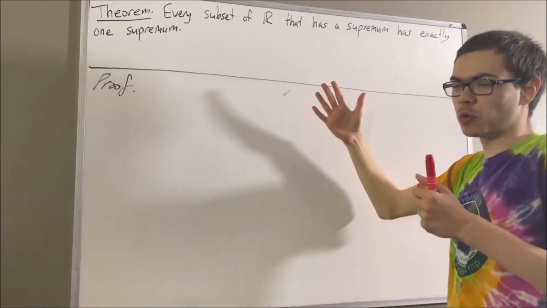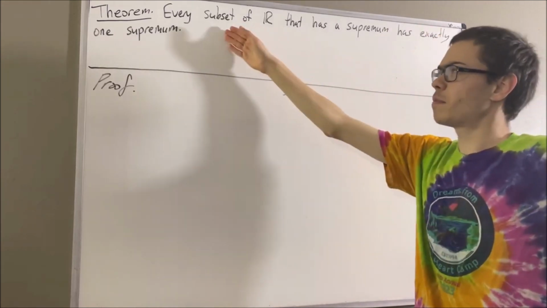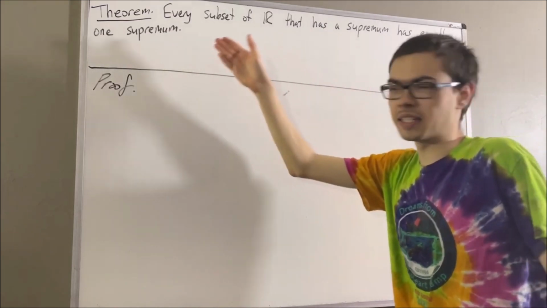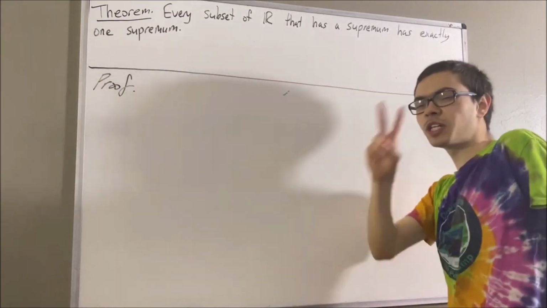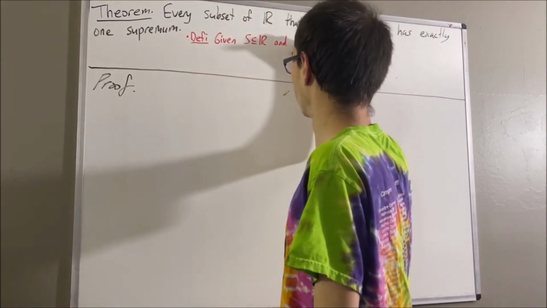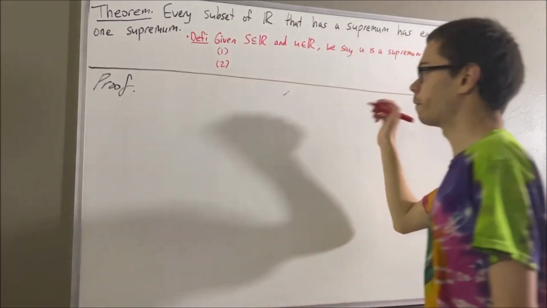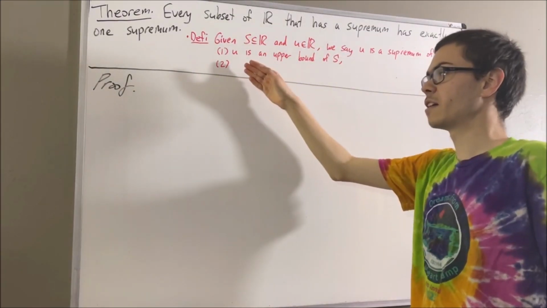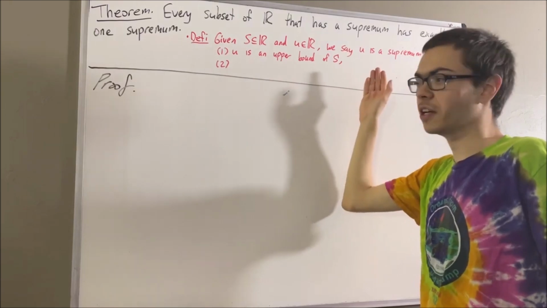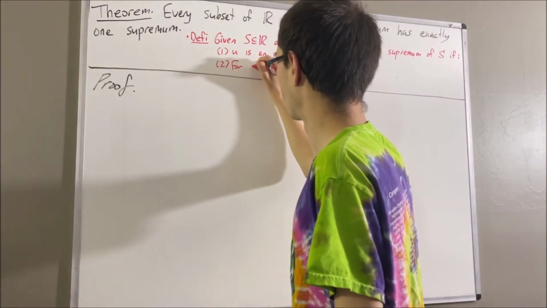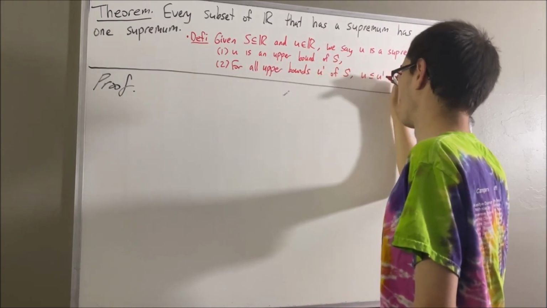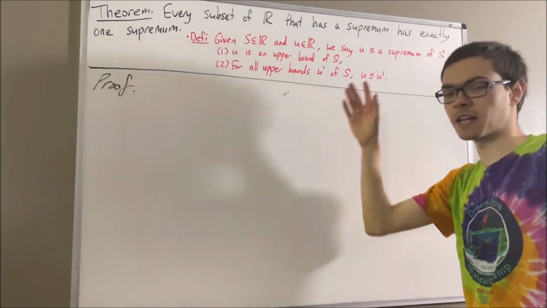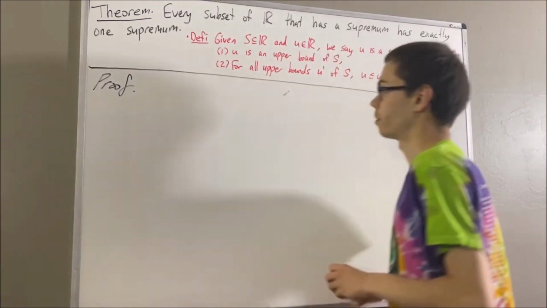Here's the definition we're going to rely on. Given any subset of real numbers S and a real number U, we say that U is a supremum of S if it satisfies the following two conditions. The first is that U is an upper bound of S, and the second is that for every upper bound U prime of S, U is less than or equal to U prime. So in other words, this tells us that U is the least upper bound of S. And so that's the idea of a supremum.